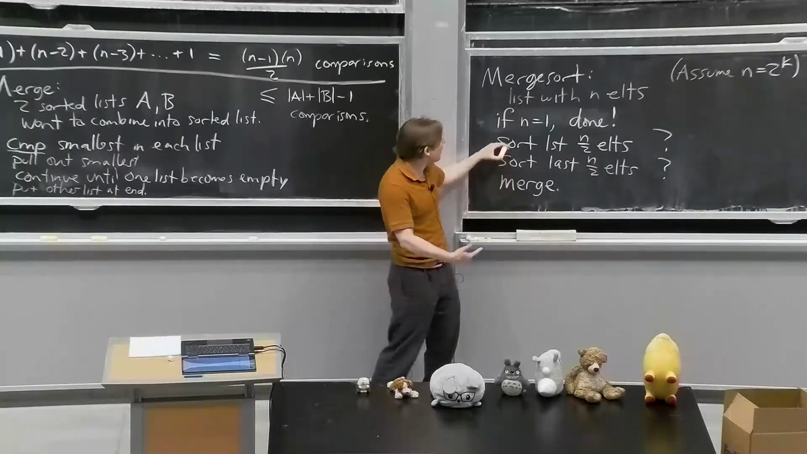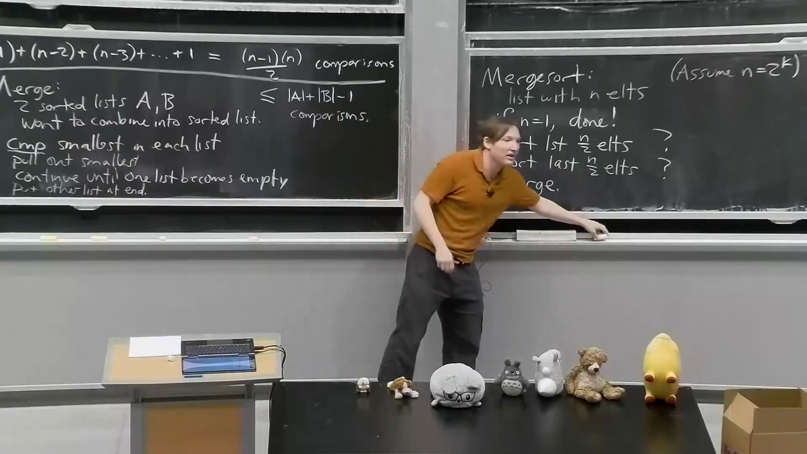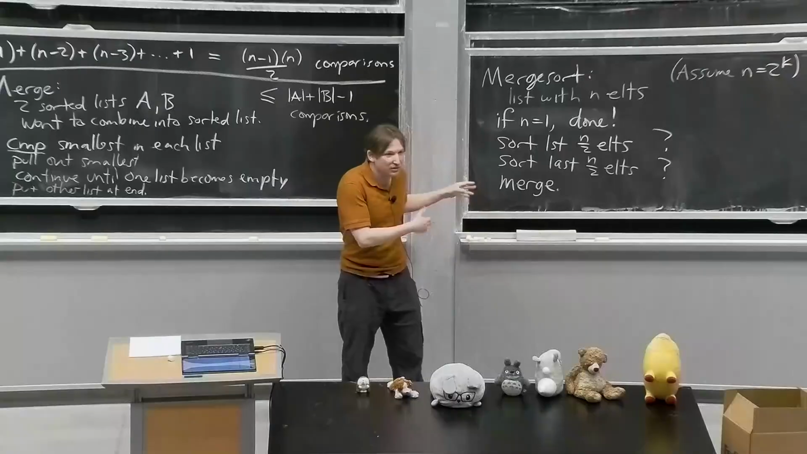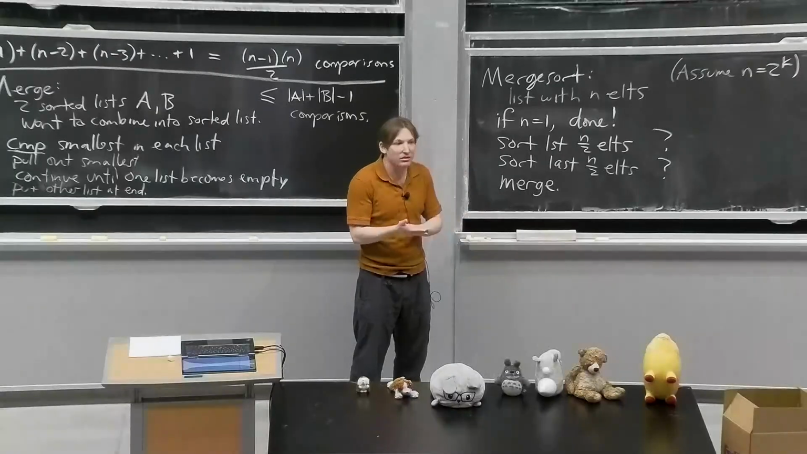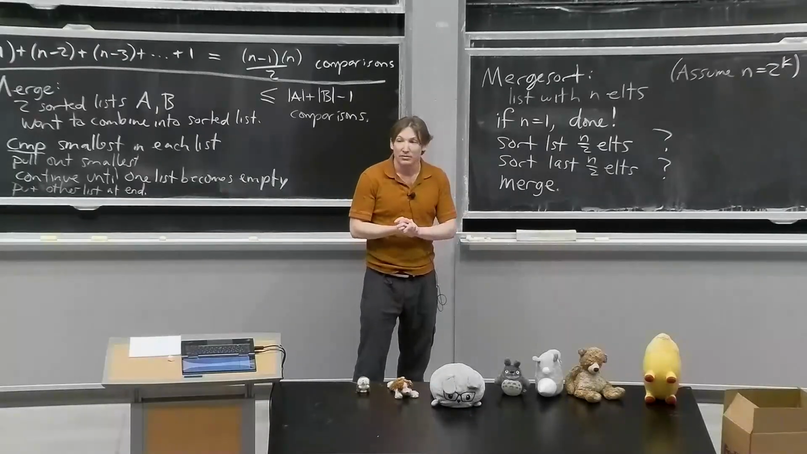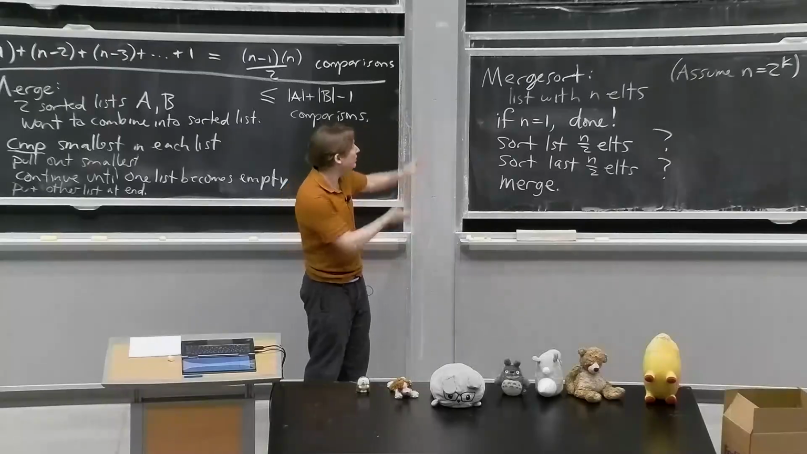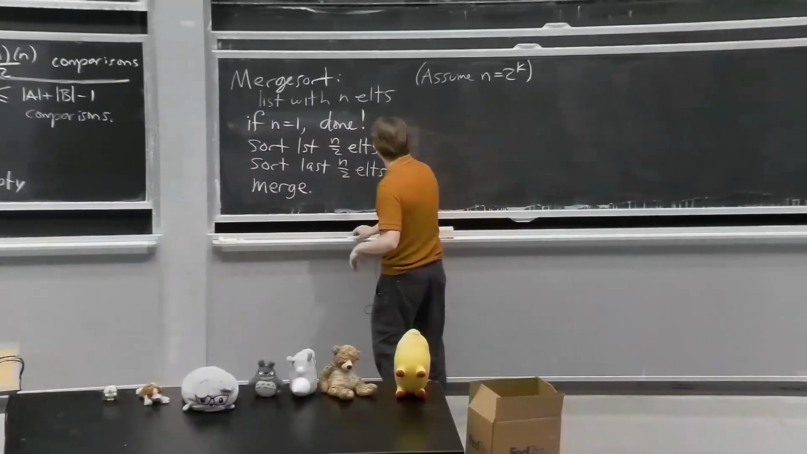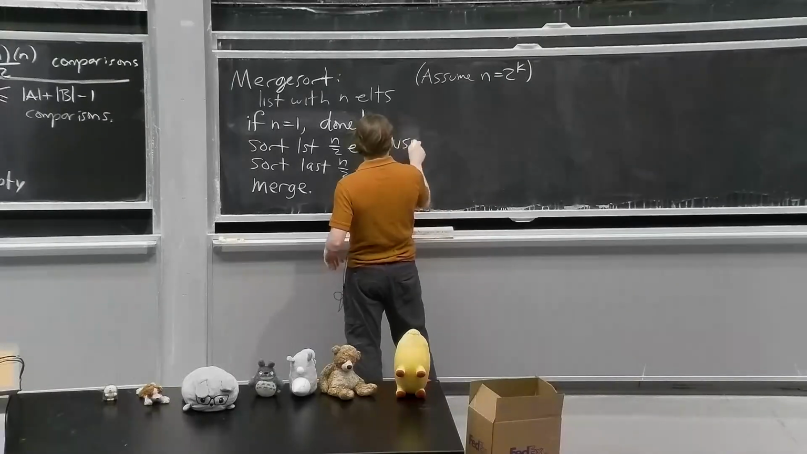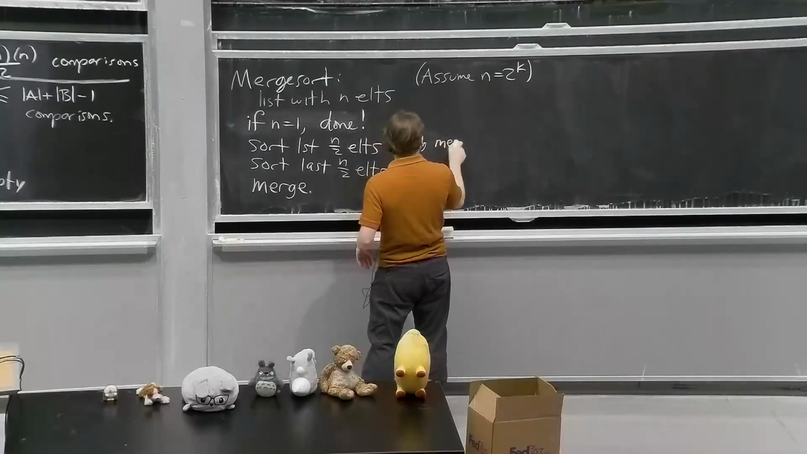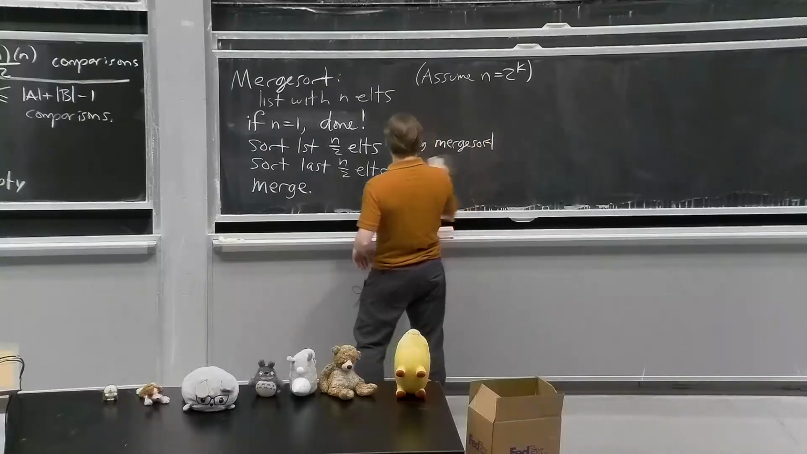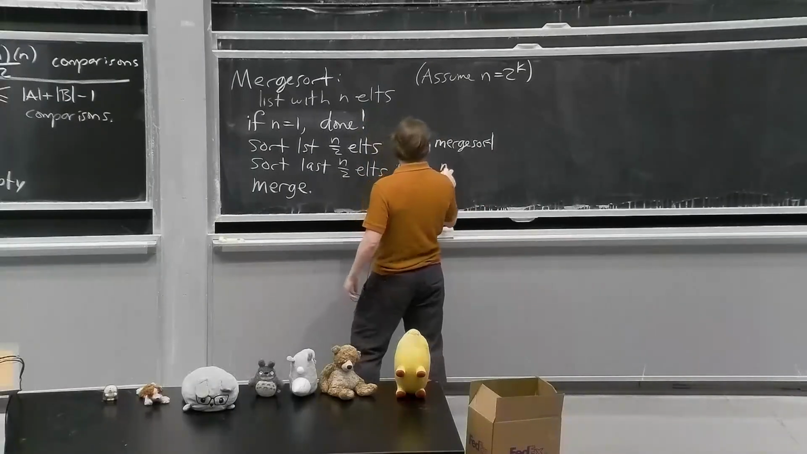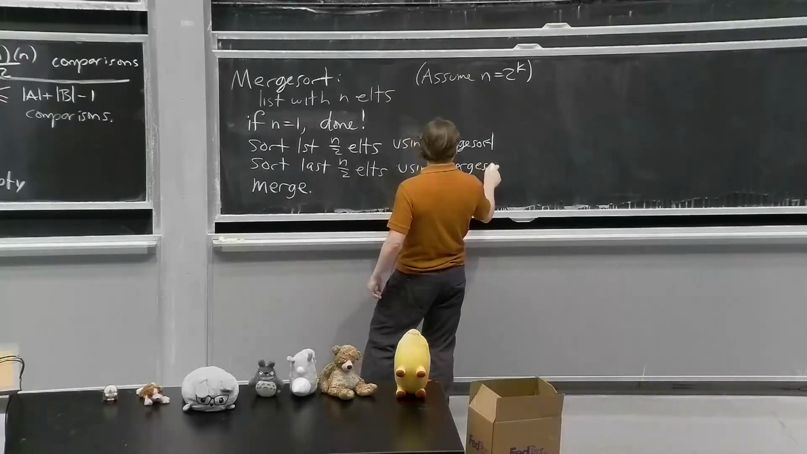Cool. And you might ask, well, how are we going to sort the first half and the last half? Maybe we'll use selection sort. Turns out, if you do that, you're still going to get quadratic runtime. That's not the best plan. The strategy I'm going to propose, and the way that merge sort is described, we're going to sort the first n over 2 elements using merge sort. And we're going to sort the last n over 2 elements using merge sort.